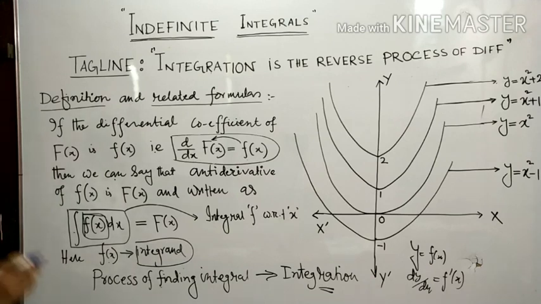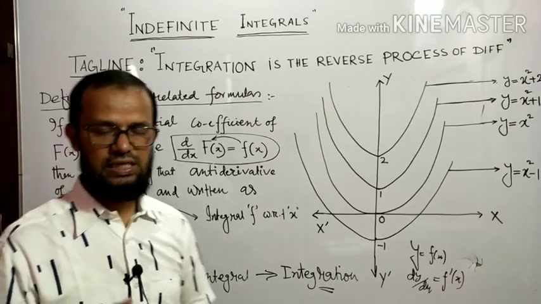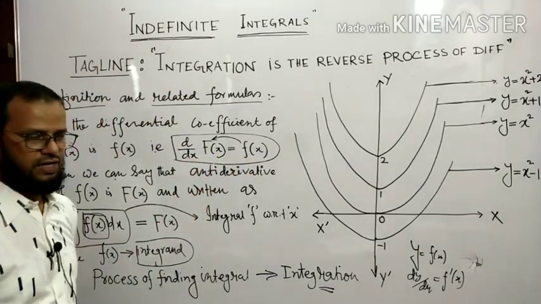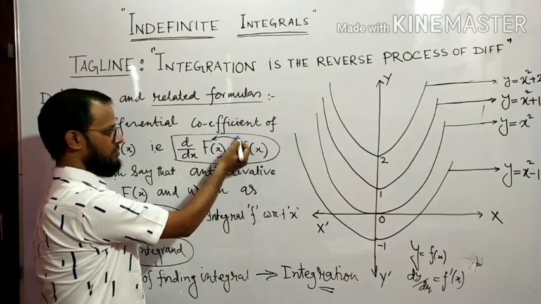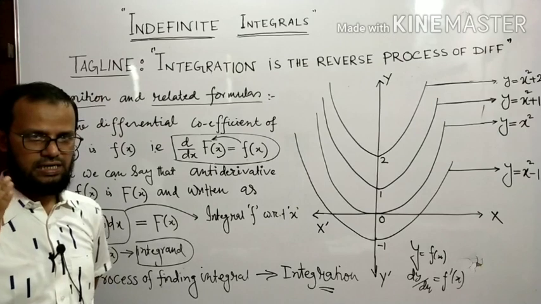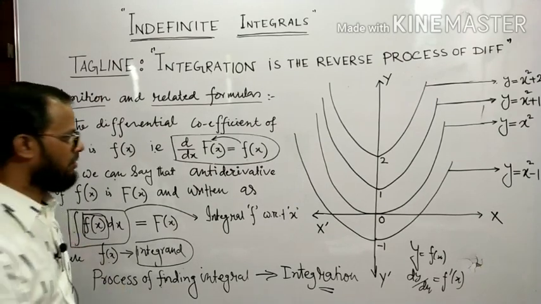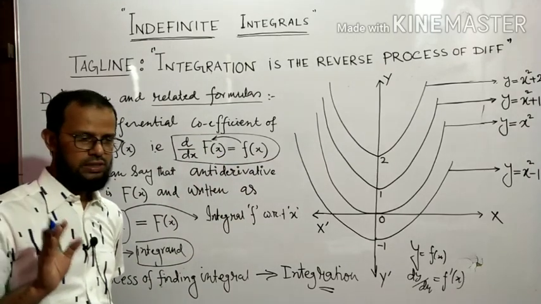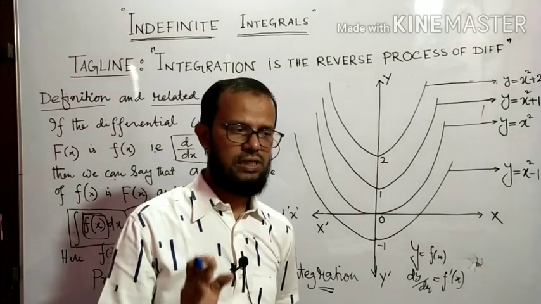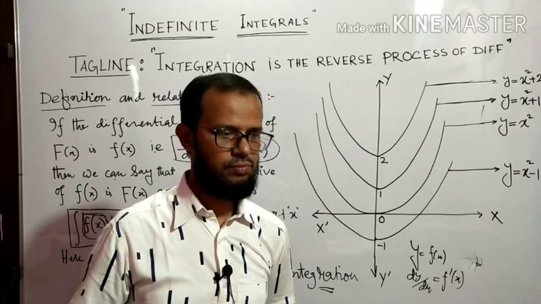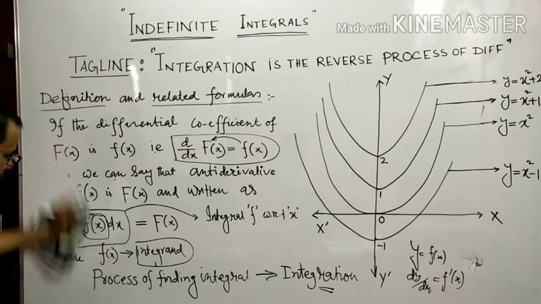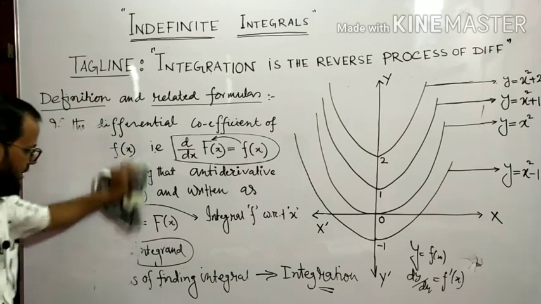So what we understand in this definition: if capital F(x) and small f(x) are two functions such that the derivative of capital F(x) is equal to small f(x), then the antiderivative of small f(x) is capital F(x), and this antiderivative is called the integration of small f(x). The result is capital F(x). You know, in differentiation the derivative of a constant is always 0. Remember, this will be required in this concept. This is the basic definition of the indefinite integral. Now why it is indefinite, we are going to explain with an example.